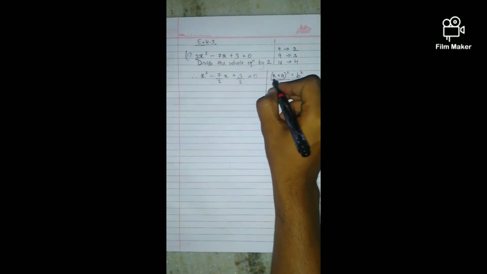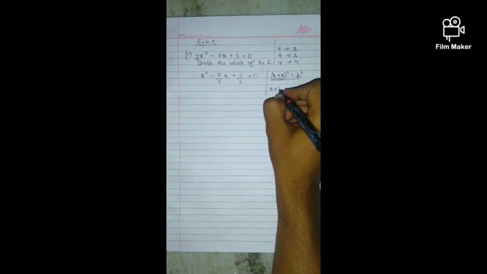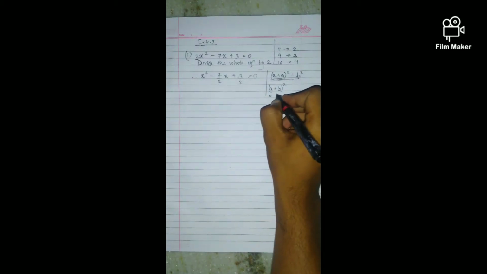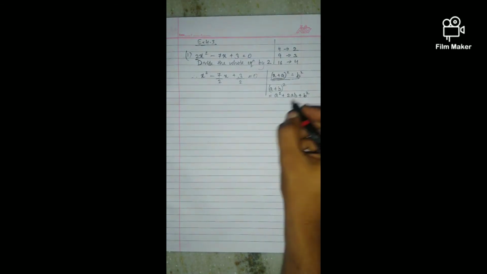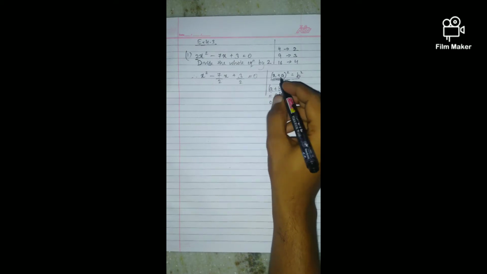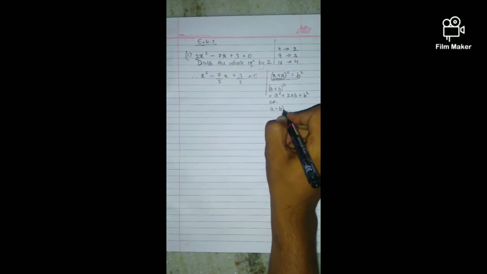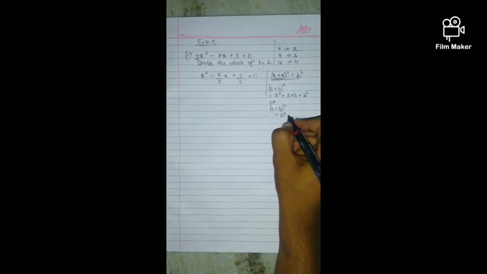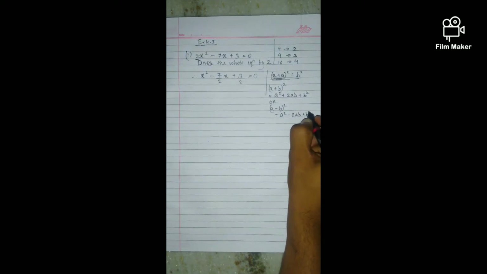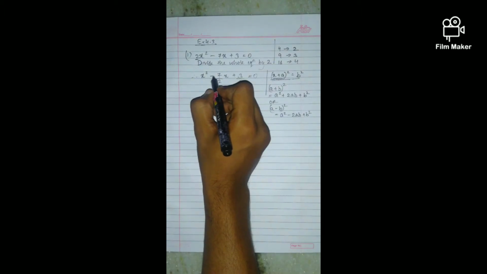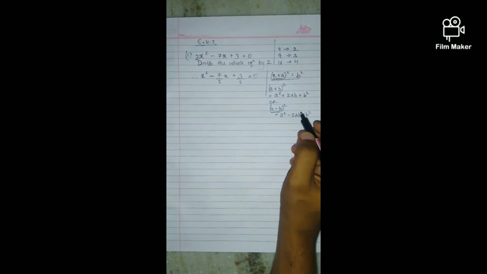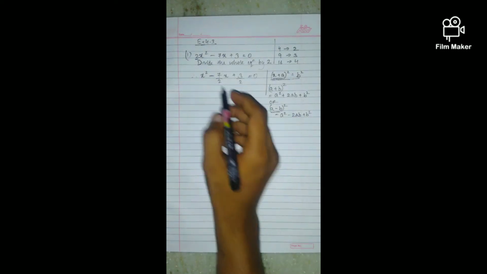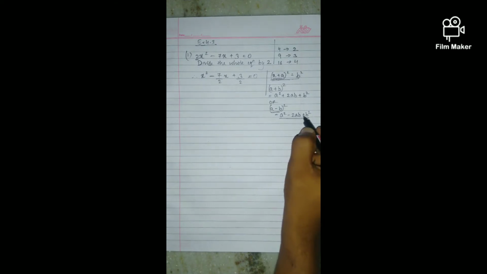So this resembles a plus b the whole square, that is a square plus 2ab plus b square, or we have to bring this equation as a minus b the whole square, that is a square minus 2ab plus b square. We have got a negative sign here, so this equation will ultimately look like a minus b the whole square. Now we have to write this equation in this format first, and then we'll convert this into a minus b the whole square.